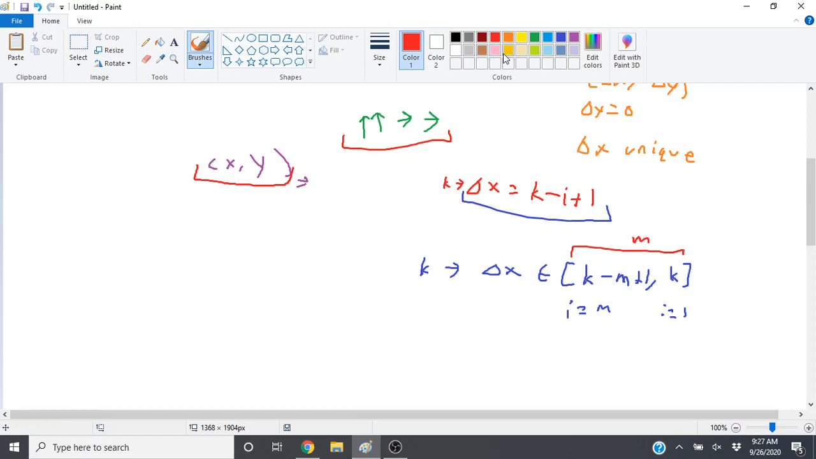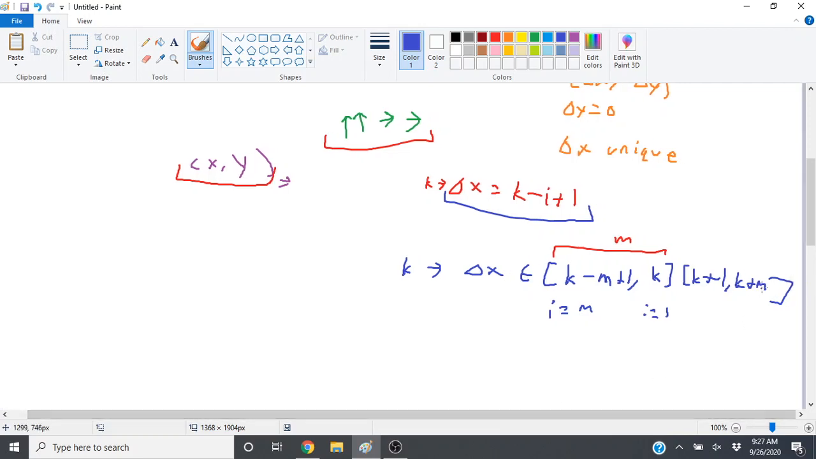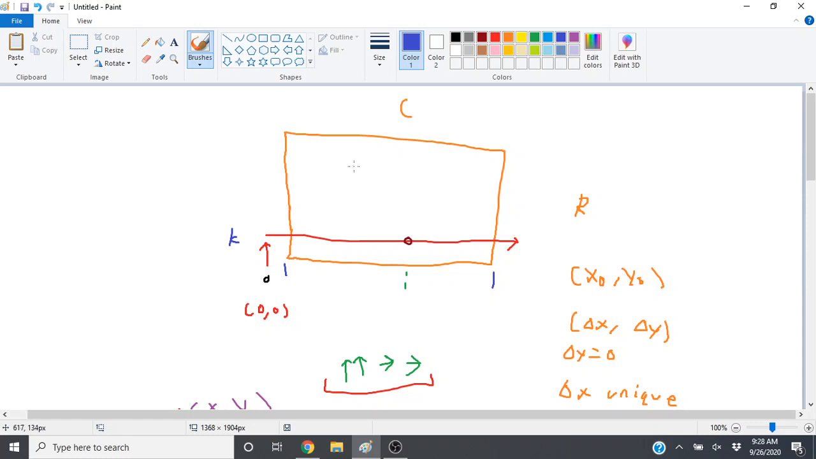Which means if we start off the next interval at somewhere like, for example, k plus 1, comma k plus m, meaning we just add m to everything, then these two ranges are going to have no overlap. Then if we start the next sequence at k plus m plus 1, k plus 2m, and we continue and so on, none of these ranges are going to have overlap. So all delta x's between rows will be unique, and all delta x's within rows will be unique, so all delta x's will be unique.